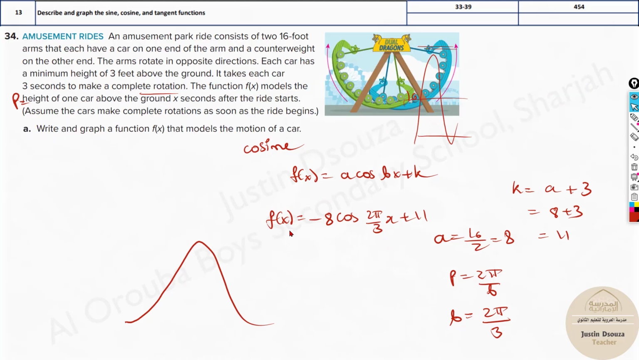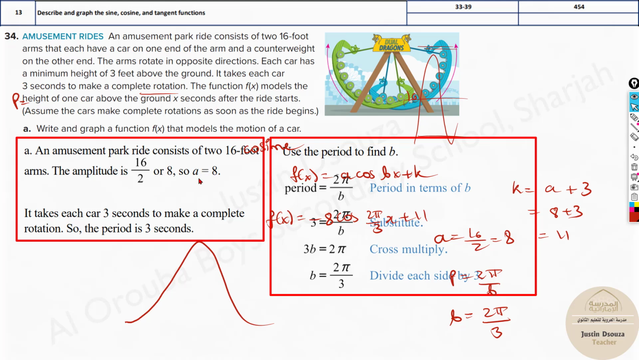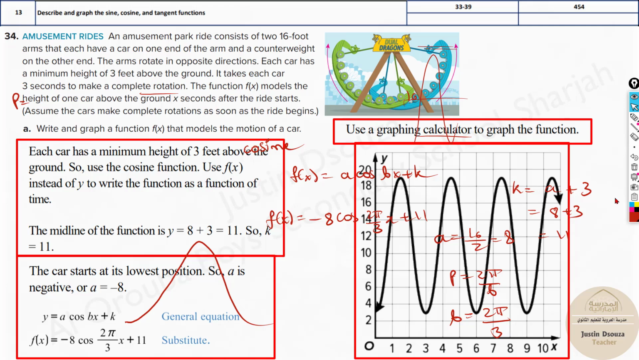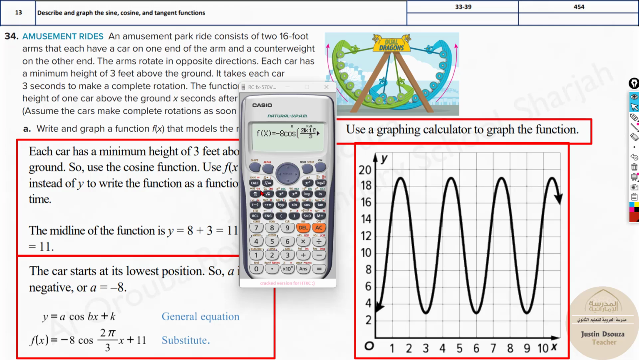I will use the table method itself. So let's just see the answers over here. Amplitude is 8, b value is 2 pi by 3, and what do we have? The graph. Now the function we got is minus 8 cosine 2 pi by 3 x plus 11. Now let's use the table. I've just typed this equation. Now here, instead of 2 pi by 3, I've written 2 times 180 by 3 times x. Please remember, don't put pi, put it in terms of degrees. Now when you press equal to, ignore if you get any extra equation. We are doing only for one equation.